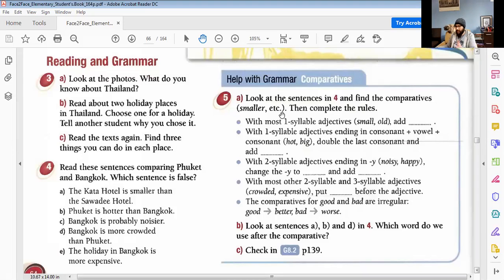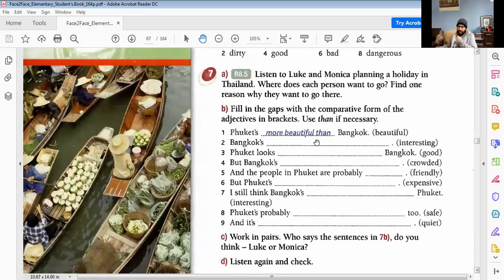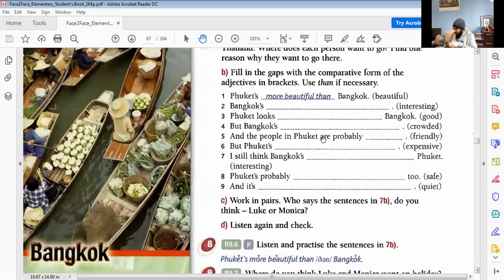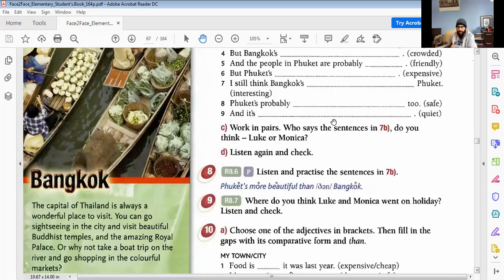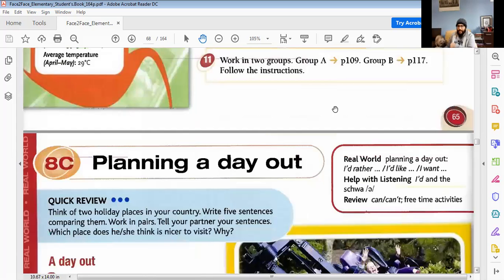Okay, comparatives, how to compare two things. All right, so let's talk about today's topic. So in today's topic, we are going to talk about planning a day out.